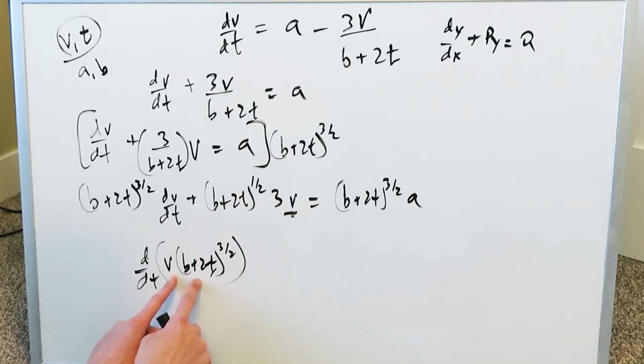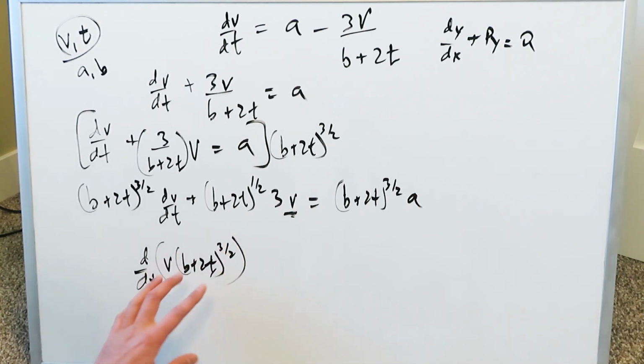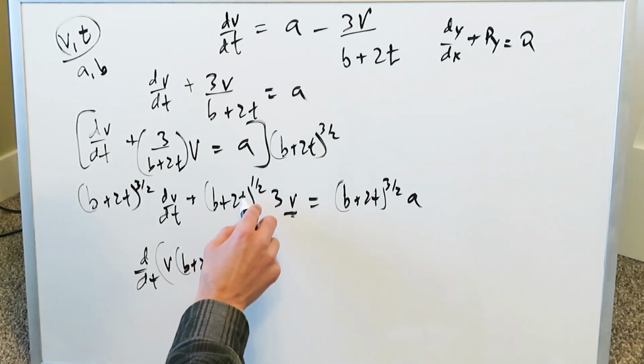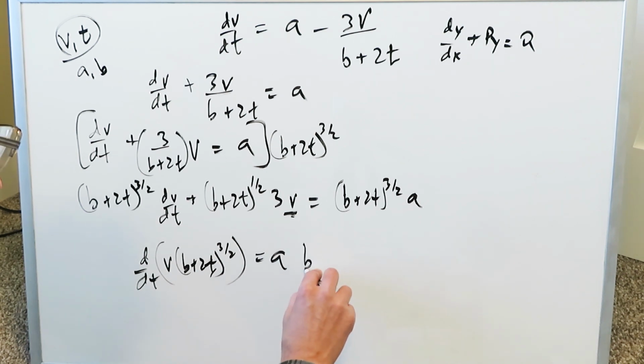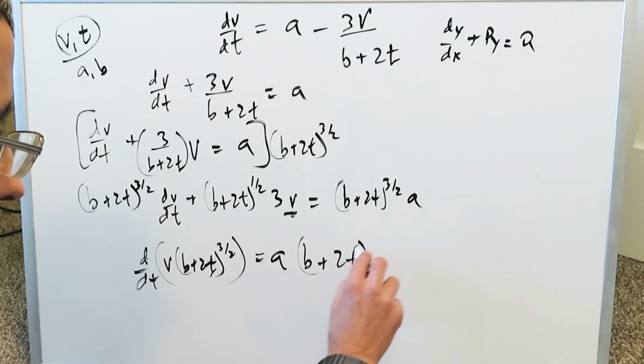3v, and the derivative of this by means of the u substitution is exactly that. So this right here is correct. You can do this on the side by means of the product rule, and you would be verifying this indeed to be true. Is equal to a b plus 2t to the power of 3 over 2.